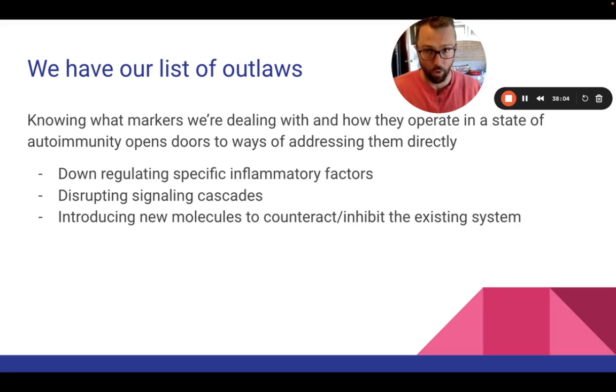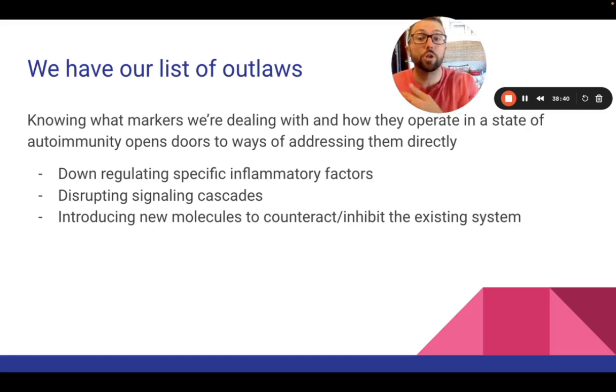So we have our list of outlaws. Knowing who we're dealing with and how they operate in our current state of inflammation and autoimmunity opens doors for us to be able to deal with them more directly, right? So can we actually find a way to down-regulate these specific markers, right? Is there a way that I can deactivate NF-kappa B? Can I disrupt the signaling cascade somehow? Is there a way to stop the antigen creation for GAD, IA2, or zinc transporter 8?